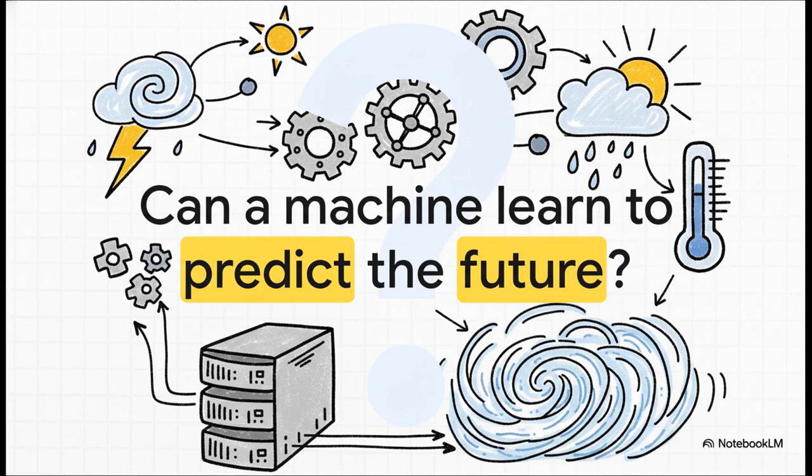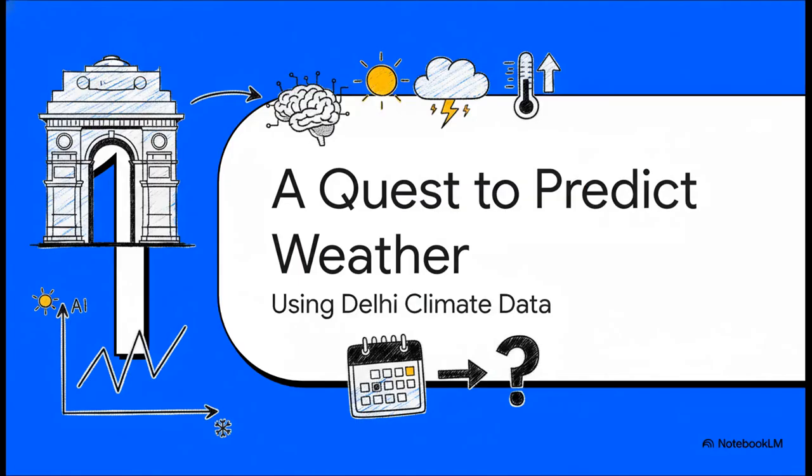Well, to find out, we're not just going to talk about it. We're going to build one, right here, right now, and see if it can make sense of something as chaotic as the climate. All right, let's jump in. Our mission, our quest, is really straightforward. We're taking a whole bunch of historical weather data from Delhi, India, and we're going to use it to train our AI to predict tomorrow's temperature.